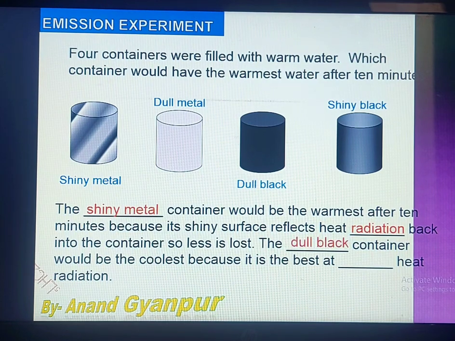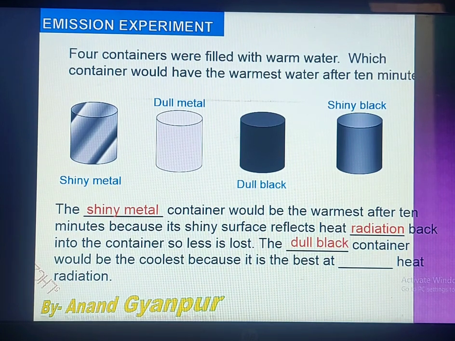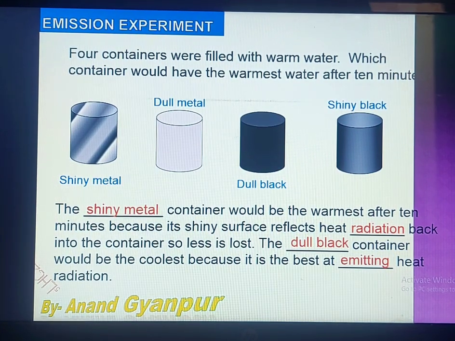Now the dull black container would be the coldest because it is the best at heat radiation. Dull black absorbs the maximum energy which comes on that object, and the hot water filled in that dull black object gets cold. It would be the coldest because it is the best at emitting heat radiation.